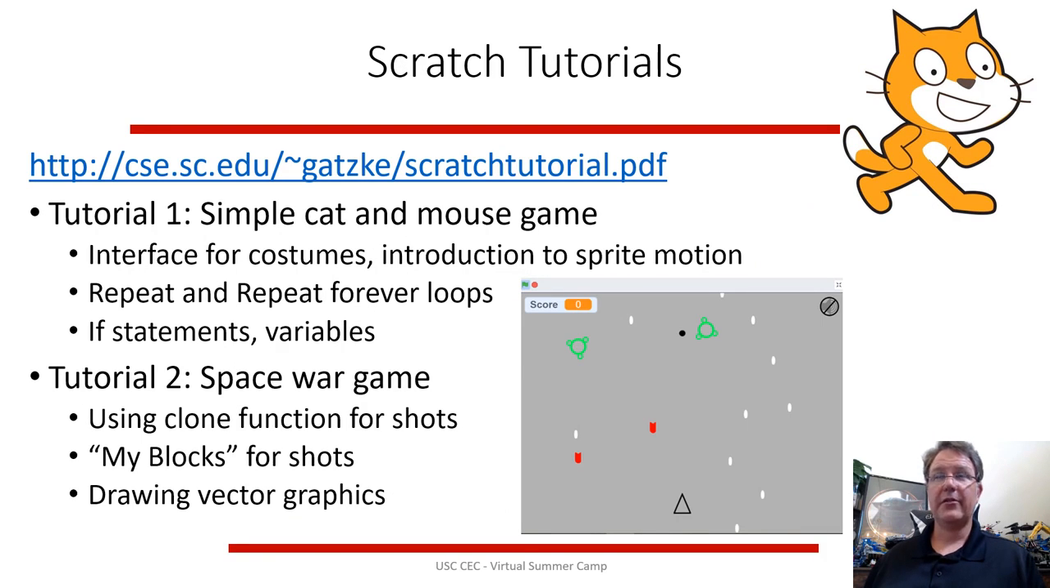The tutorial is in a PDF, so you can switch back and forth between it on the screen. It should step you through the first cat and mouse game line by line. The second tutorial doesn't have every single step described. It's a space war game where you have to do the graphics yourself. You have to draw the aliens and the ship, and you have to do a little more of the advanced stuff, the My Blocks and cloning and vector graphics.